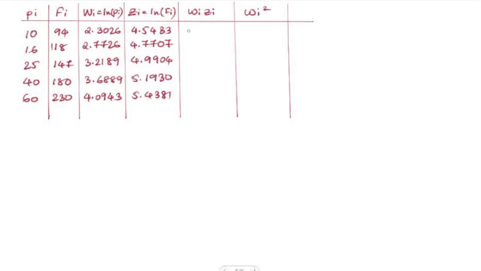And then if you multiply the wi here and the zi here, so if you multiply these two values, you will get 10.4613, 13.2271, 16.0636, 19.1562, 22.2654.